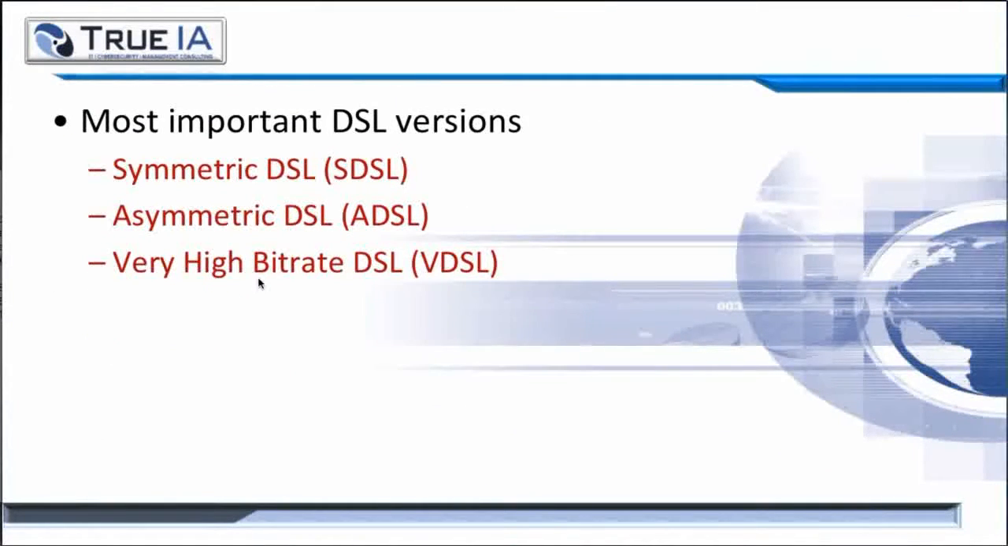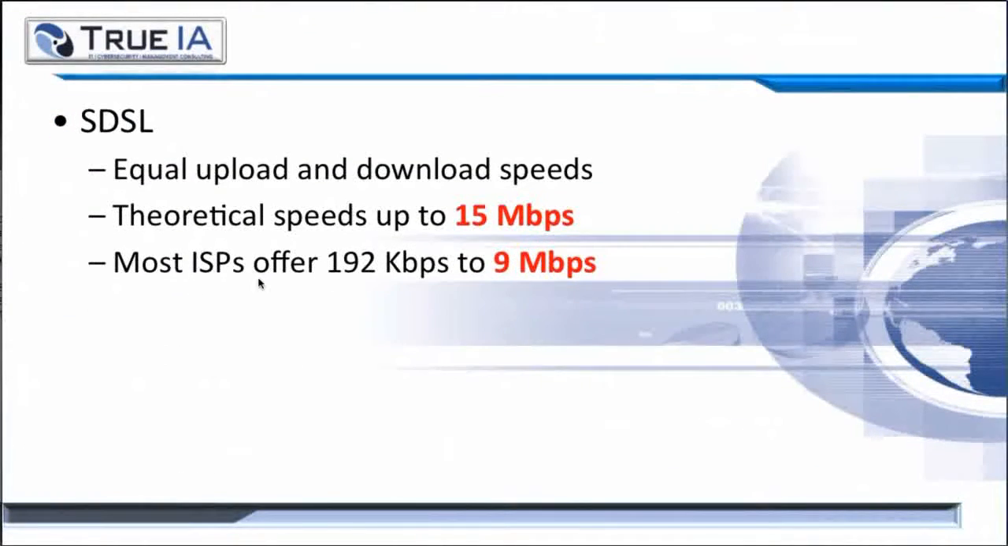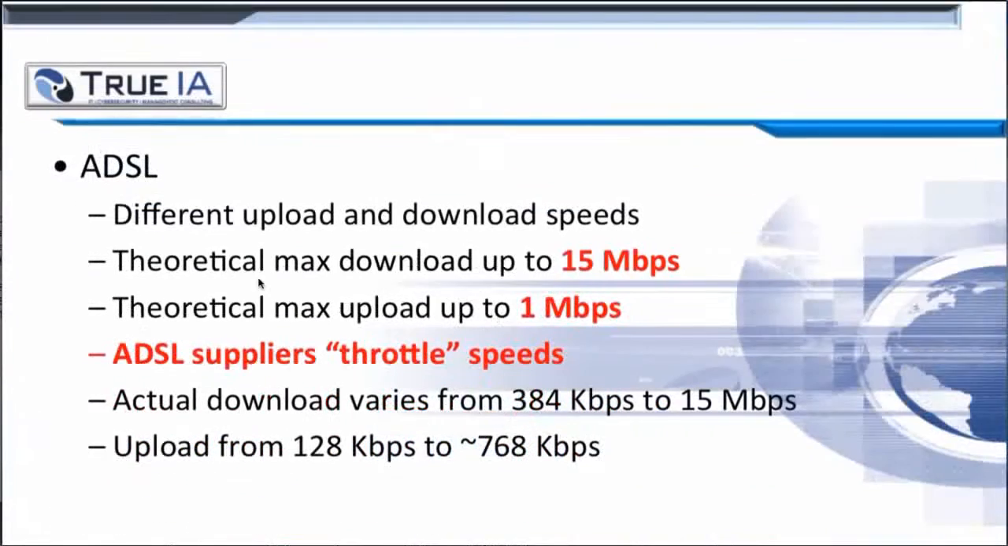So as it applies to the Network Plus examination, these are the 3 most important DSL versions for you: symmetric DSL, asymmetric DSL, and very high bitrate DSL. With symmetric DSL, it's an equal upload and download speed. Theoretically, you should be able to get about 15 megabits per second. However, most ISPs only offer up to about 9.